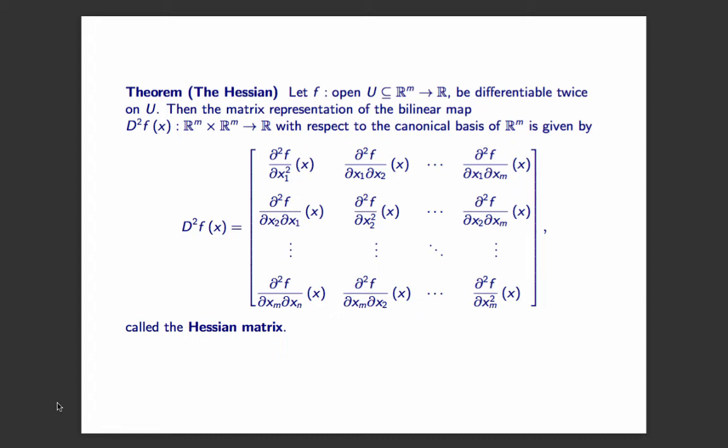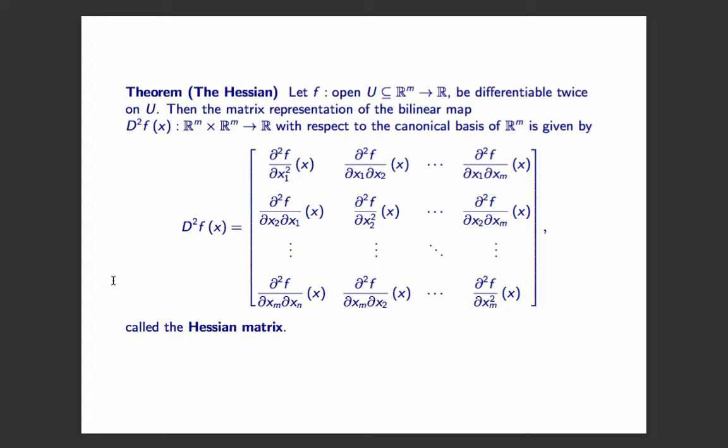If we compute this matrix in the canonical basis, then we'll get this derivative. The jk entry is the second derivative of f, first with respect to xk and then with respect to xj. This is also called the Hessian matrix.